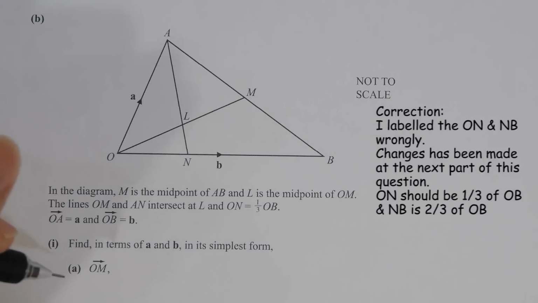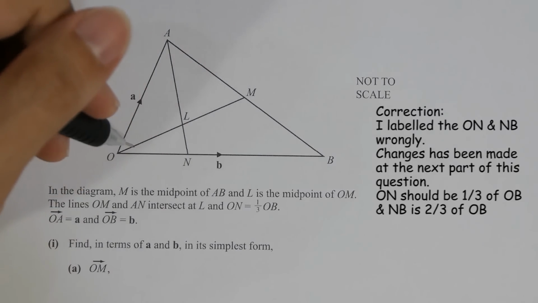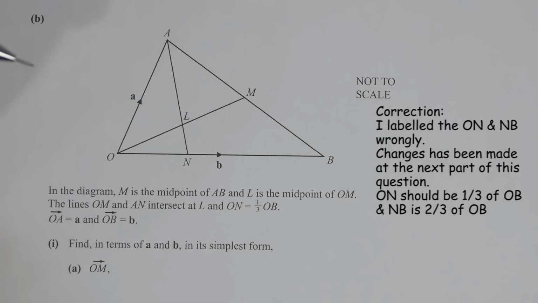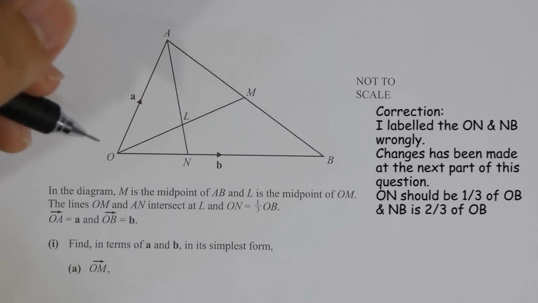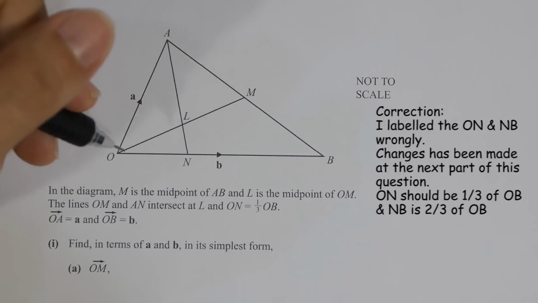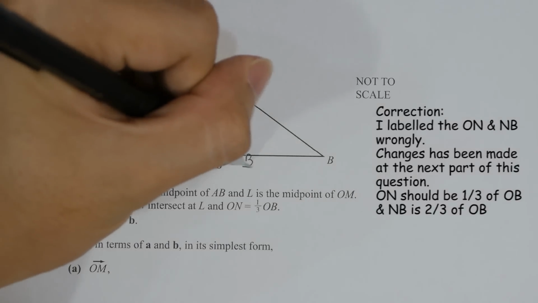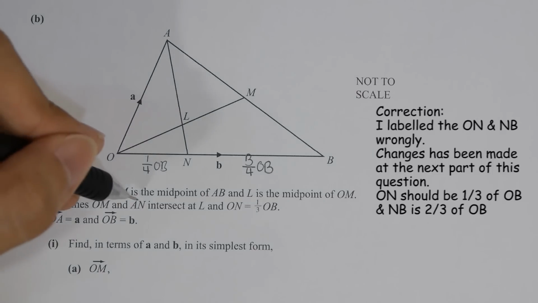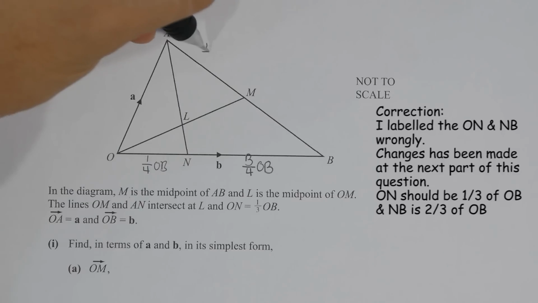Part B, vector question. You are required to find OM's value. Before we do that, we key in the information given by the question first. AM and MB are each half of AB because M is the midpoint, whereas ON and NB are 1 over 3 OB and 2 over 3 OB respectively.